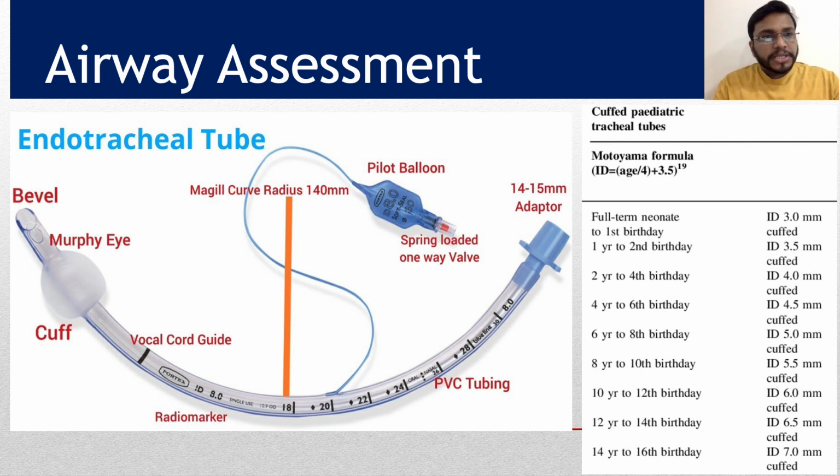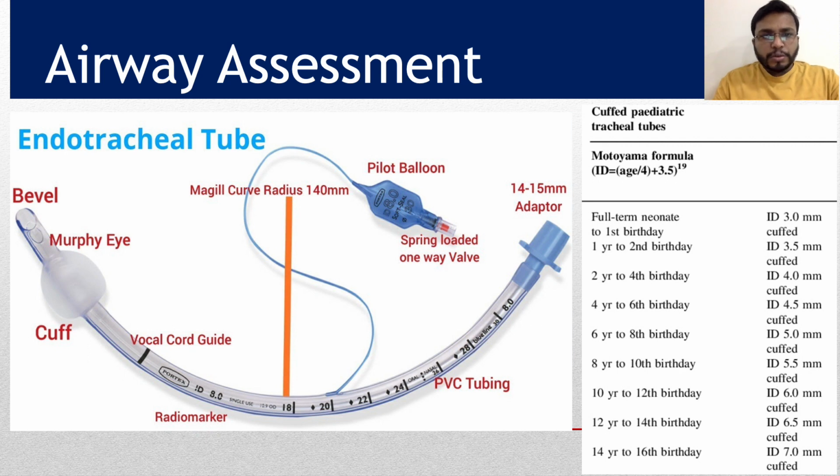And you should have awareness about the endotracheal tube. The endotracheal tube has an adapter. It's a PVC tubing. It has a radio marker along with it, which helps us to identify it in X-rays. You can have a vocal cord guide, where you can understand that once it is crossed, the black line should cross the vocal cord. You have the cuff, which prevents aspiration. And you have the Murphy's eye, that is on the lateral aspect. You have the bevel, that's the opening. And you have the pilot balloon, which you use for inflation. Once you have put the tube in position, you inflate it and make sure that the cuff pressure is also checked.